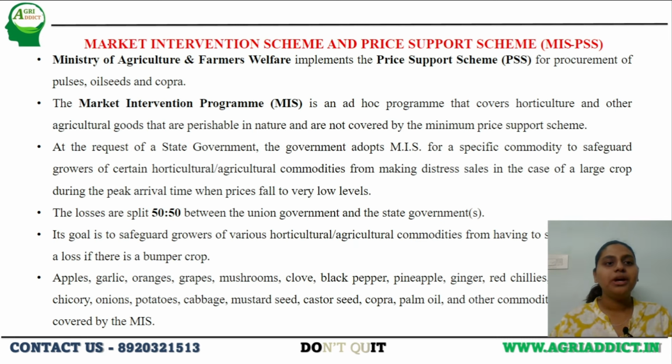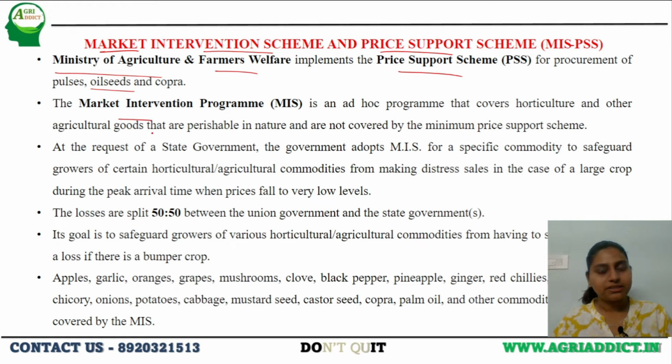Next, coming to Market Intervention Scheme and Price Support Scheme. These are two schemes brought under the Ministry of Agriculture and Farmers Welfare, where they implemented the price support scheme to procure pulses, oilseeds and also copra. And also the market intervention scheme, which is similar to the price support scheme, where they are covering the prices for those crops which are not covered under the minimum price support scheme. There are certain crops that are covered under the minimum price support scheme.